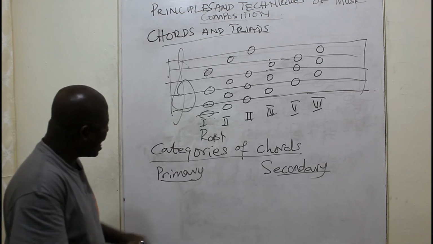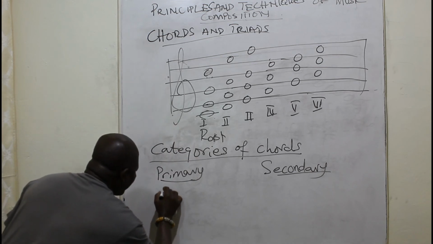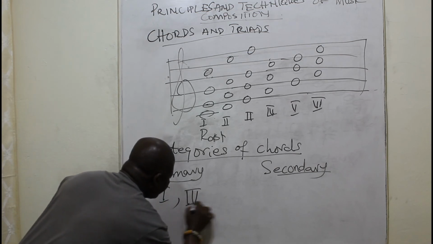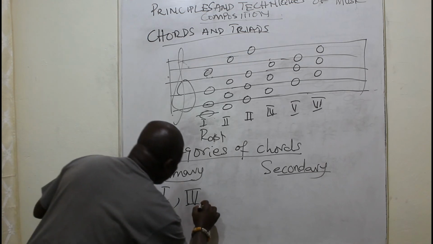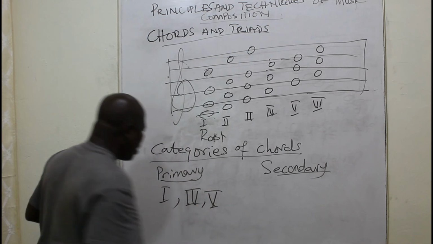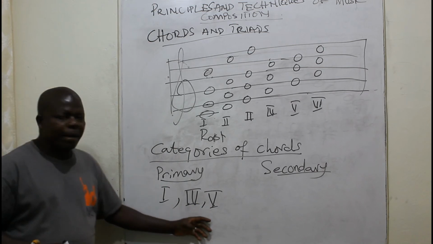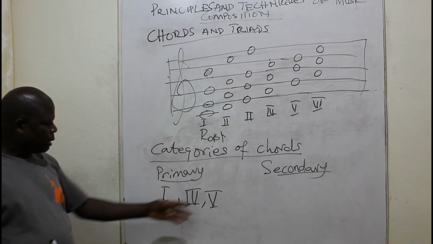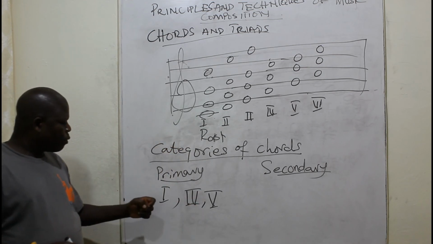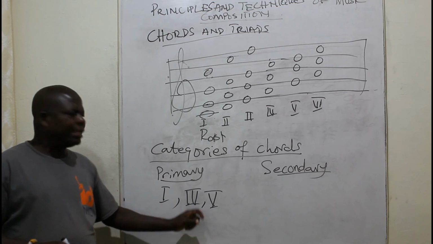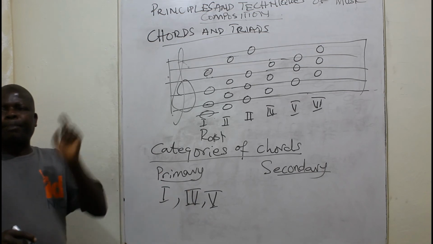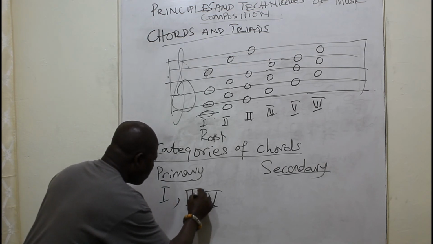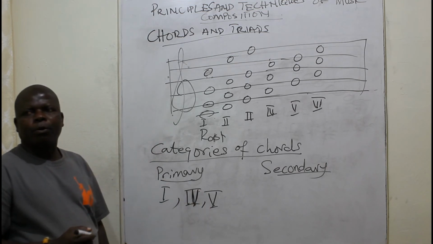So the primary chords are chord 1, chord 4, and chord 5. We normally use Roman numerals to represent these. Anytime you say primary chords, we talk about chord 1, 4, and 5. These are the primary chords.